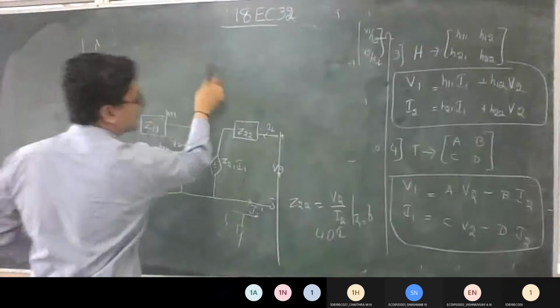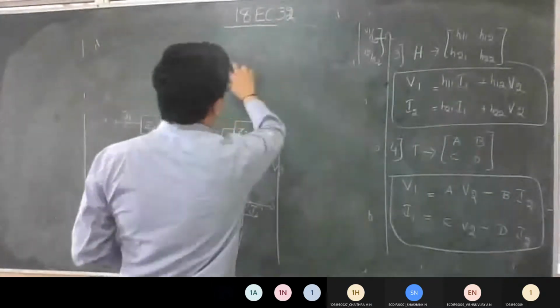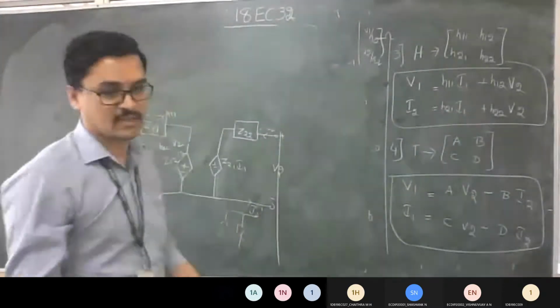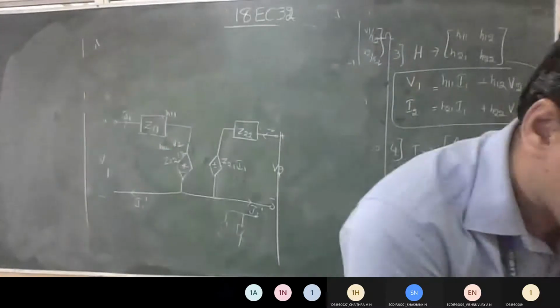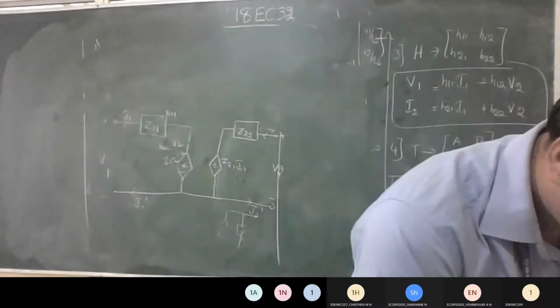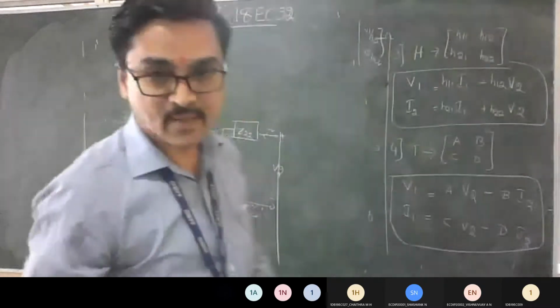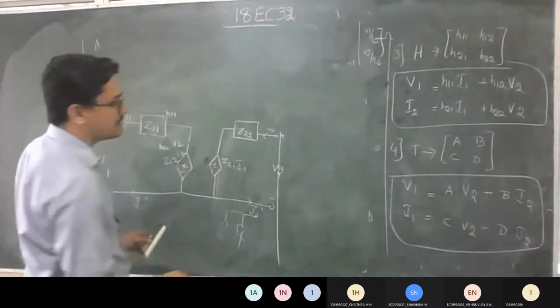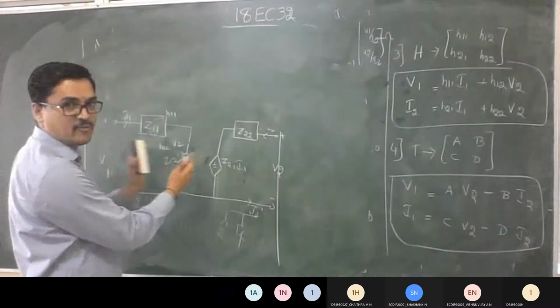So you will compare with your Z parameter diagram. I will write once more. Just understand the things that I told you. See what I told: H parameter means it's a combination of Z and Y.